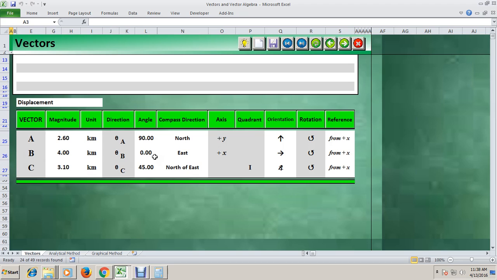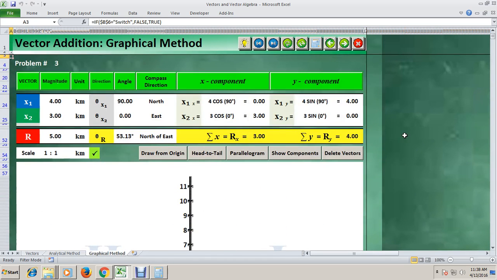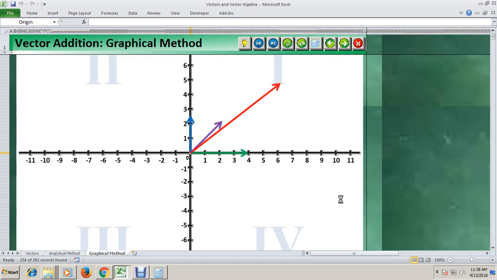Vector B is 0 degrees. It is directed towards the east. The angle 0 degrees, of course, is measured from x. And finally, the third vector, 3.1 kilometers, 45 degrees north of east, is located in the first quadrant. The 45-degree angle is measured from x. Let's try to graph this set of vectors. Let's draw them from the origin.